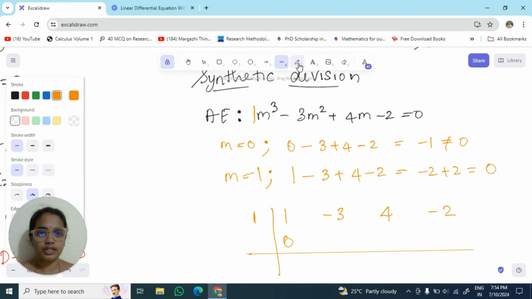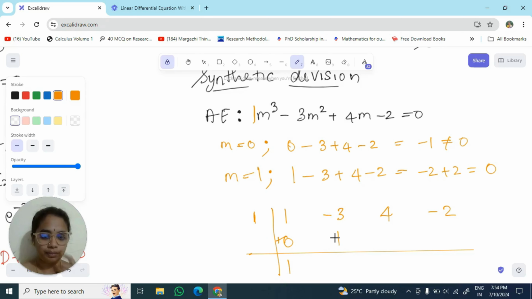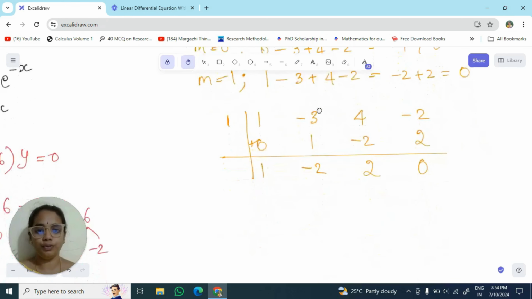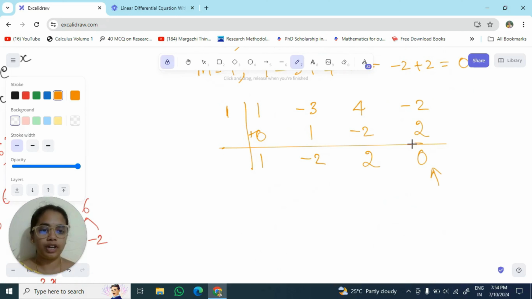The first step in synthetic division: just add these two. 1 plus 0 is 1. Multiply: 1 ones are 1, we will write it as 1. Again add these two. Negative 3 plus 1 is negative 2. Again 1 into negative 2, write it over here, that is negative 2. 4 minus 2 is positive 2. Again 1 into positive 2, we would get positive 2 itself. 2 minus 2 is 0. Always remember, the last term should always be 0 in synthetic division. If not, the value you have taken is not correct, and you will have to change it.